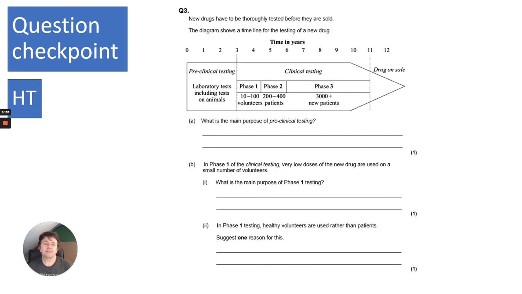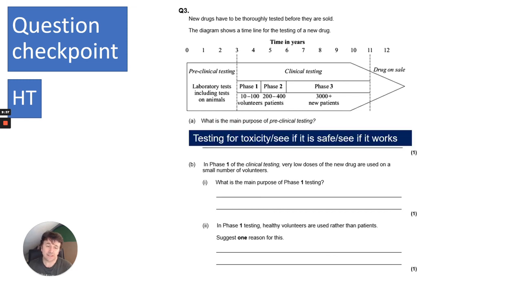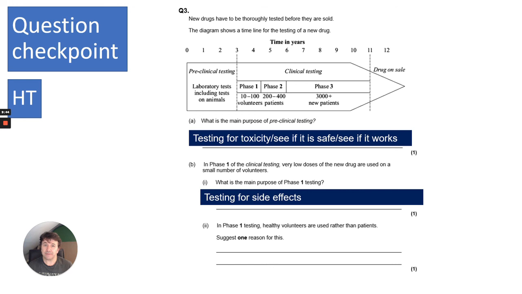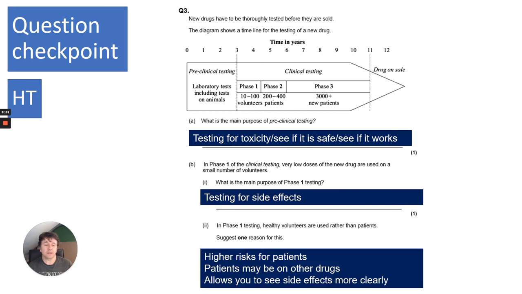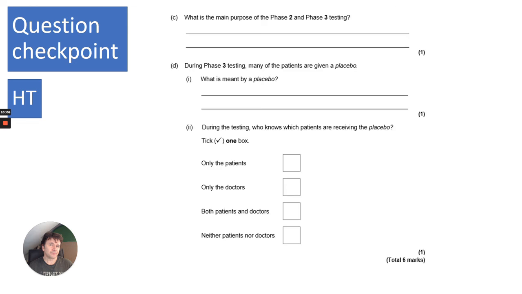So it says, what is the main purpose of preclinical testing? So yeah, testing for toxicity, seeing if it's safe, seeing if it works. B, what is the main purpose of phase 1? Well, phase 1 is to test for any side effects. In phase 1 testing, healthy volunteers are used. Suggest one reason. Well, this is again 1 mark, so it could be higher risk for patients. Patients could be on other drugs. It allows you to see the side effects more clearly. So you can see we're getting the same kind of answers coming through in the different questions.